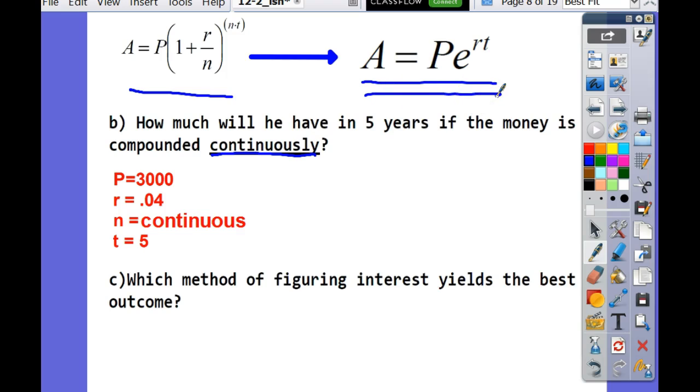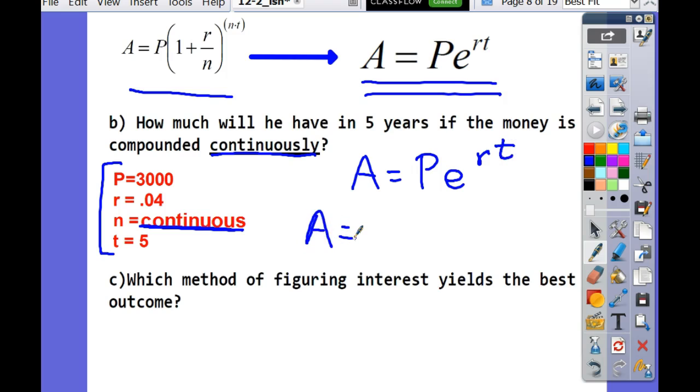The second equation is the compound continuous equation, sometimes called the PERT equation for obvious reasons, I hope. We still have the same information. By the way, I am on 1B in your notes. Back to your notes, problem 1B. All the information is the same, except instead of using quarterly, we're going to compound continuously. Whenever you see continuously, you use this equation.